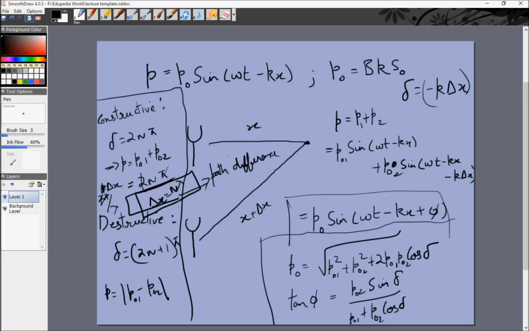So if the path difference is an integral multiple of lambda, then we will have constructive interference. So we replace n by n plus half, we'll get the second equation. So for destructive interference, delta x is equal to n plus half lambda. If it's an integral multiple of lambda, constructive. If it's an integral multiple of lambda plus half lambda, then it will be destructive interference. And in that case, P will be mod of P01 minus P02.